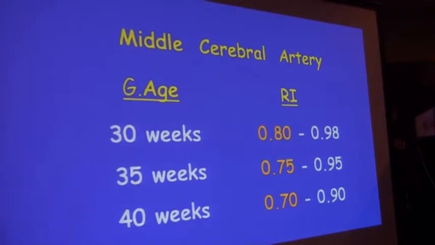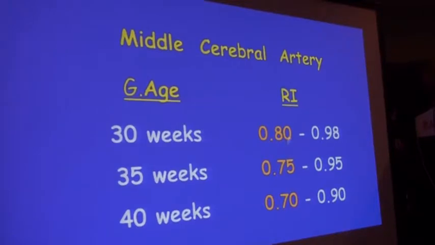And what about the middle cerebral artery? This is the most important factor. If you don't find the umbilical cord Doppler abnormal, go to the next stage, MCA. I've seen patients with severe IUGR, and the Doppler of the umbilical cord was normal.